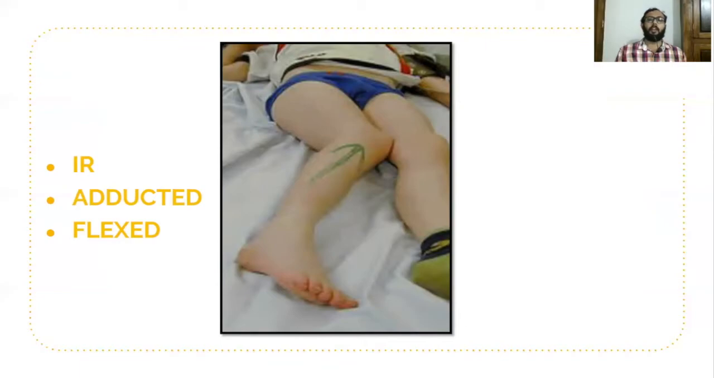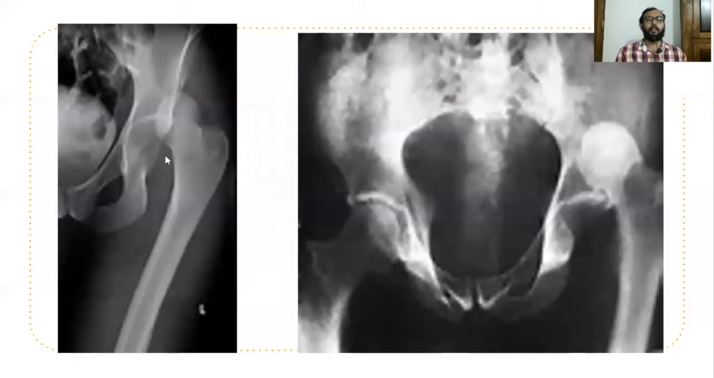Whenever there is an associated acetabular fracture, the flexion and adduction is less, and whenever there is simple dislocation only, the flexion and adduction will be more. Here you can see posterior dislocation of the hip in a normal AP view X-ray of the pelvis, and to check whether there is an acetabular fracture, we advise special Judet views, that means 45-degree internal and external oblique views.